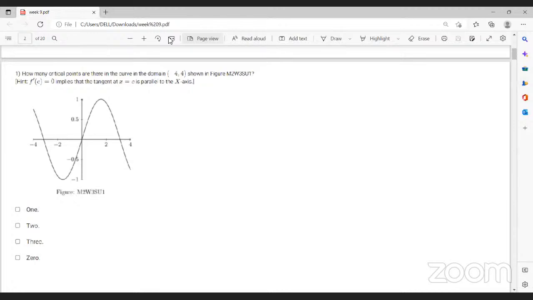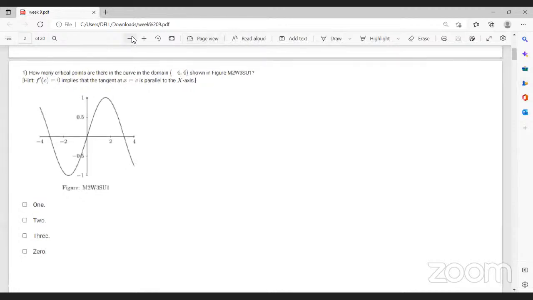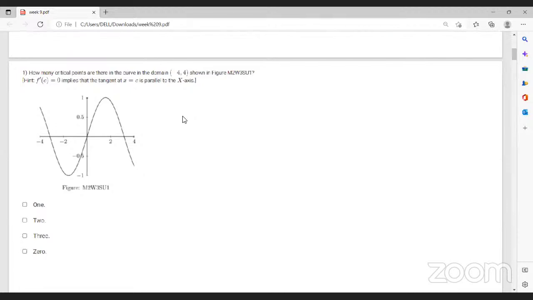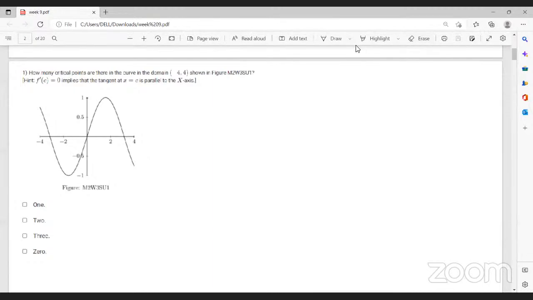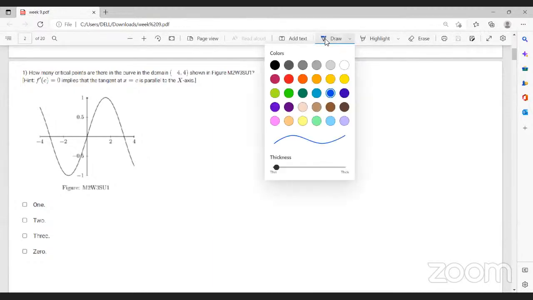Sir, could you also take an example of integration by UV rule, integration by limits? Yes, I have a few examples added. Okay, so this is the first question.